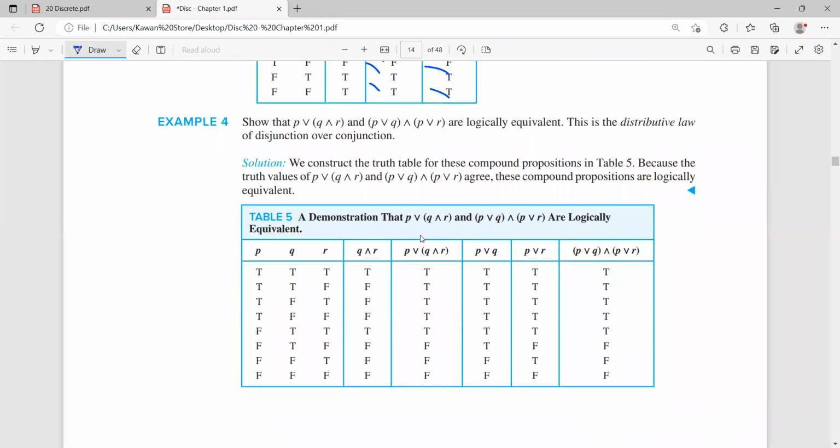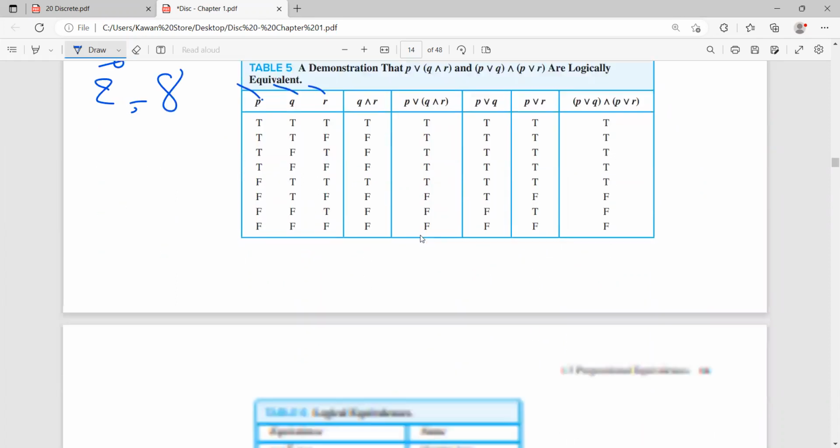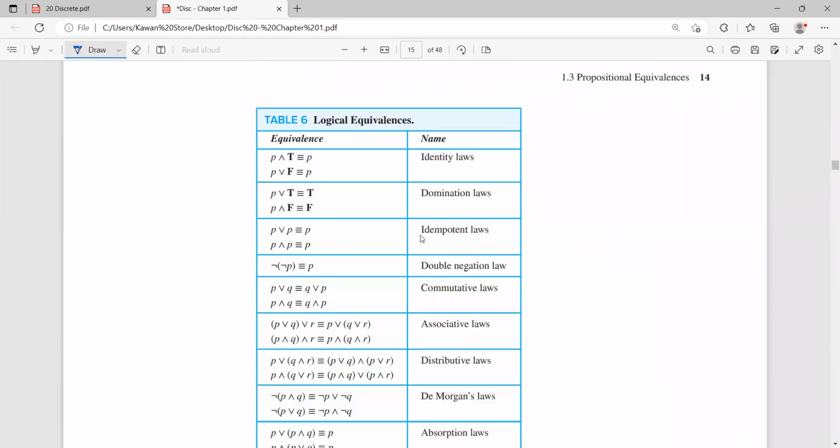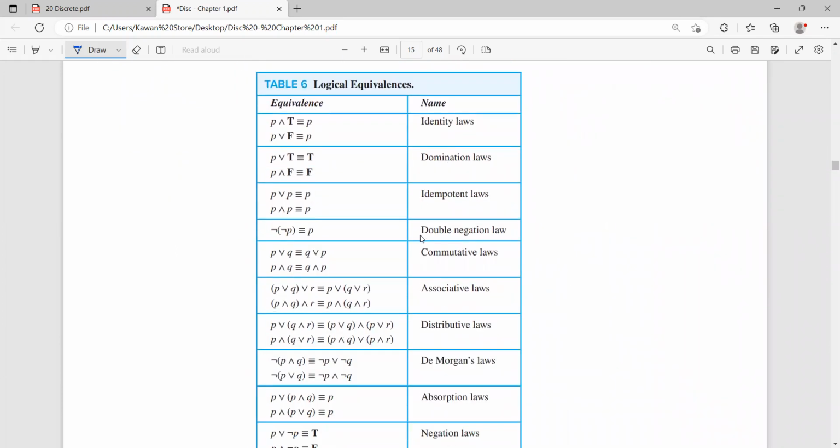Now, how about this table? If we have three cases, how many rows do we have? 8. How? Base 2, so 2 to the power 3 means that we have 8. And we have this table. Okay. So I'm not going to memorize all these here. So how do we control them?